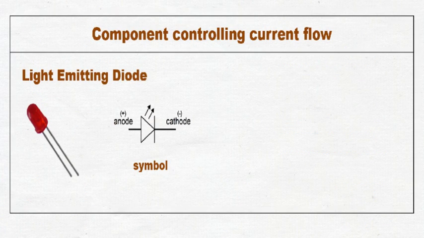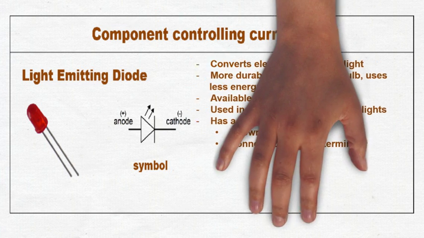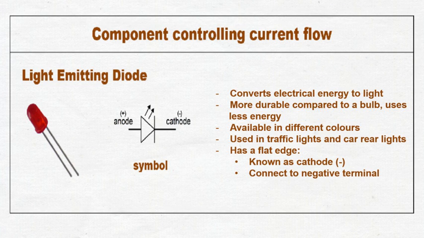Next, we have components that control current flow. An example will be the light-emitting diode. It converts electrical energy to light. It is more durable compared to a light bulb as it uses less energy. It is available in different colors. It is normally used in traffic lights and car rear lights. It has a flat edge known as a cathode, and it connects to a negative terminal.